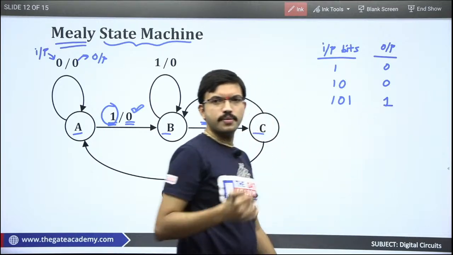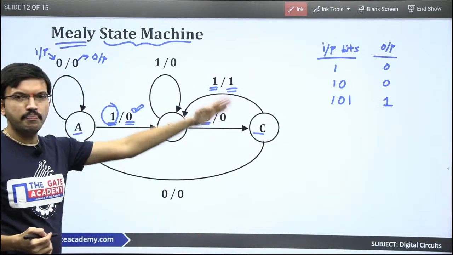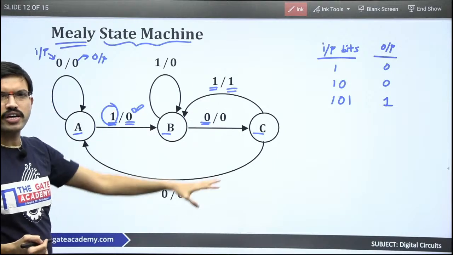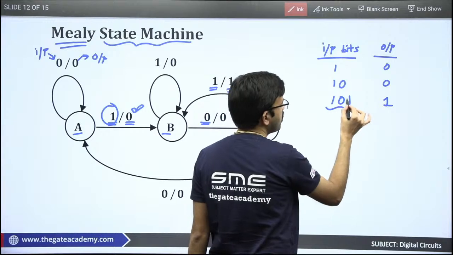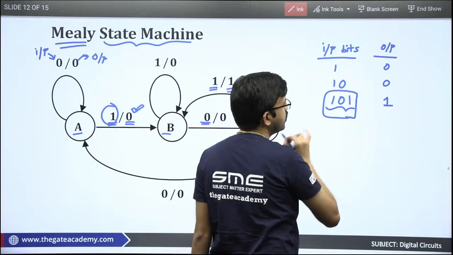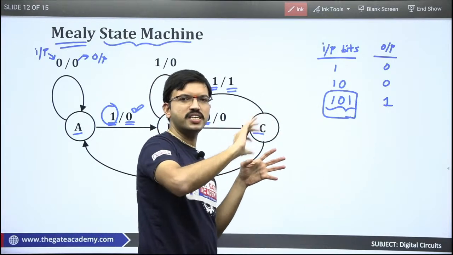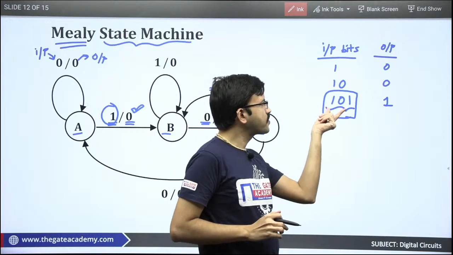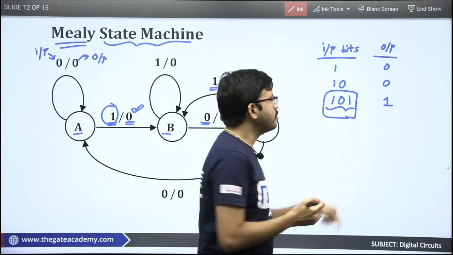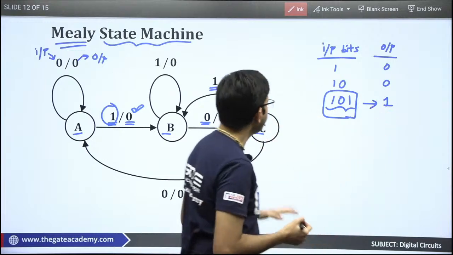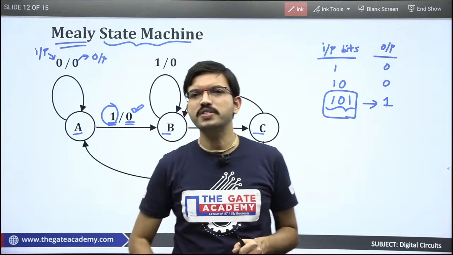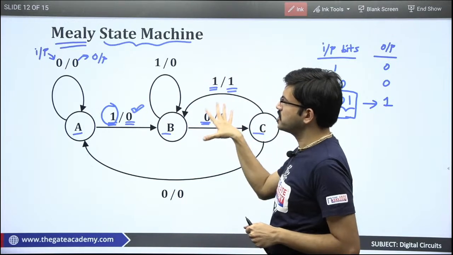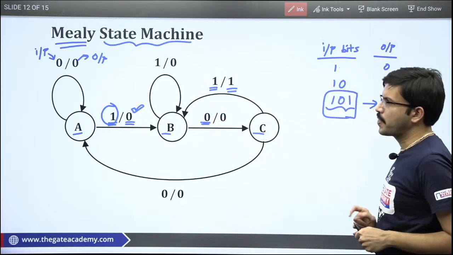Now if you carefully observe this particular state diagram, what is it performing? It is detecting 3 bits 1 0 1. Whenever you are sending a series of bits, whenever you are getting the bits as 1 0 1, that time it will produce output as 1. So that means it is what? Sequence detector. Yes, very good Smith. So this particular state machine is detecting 3 bits 1 0 1.